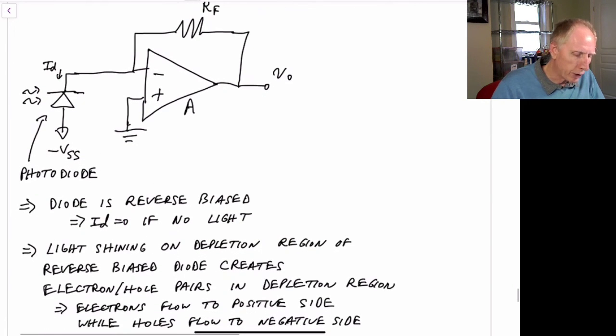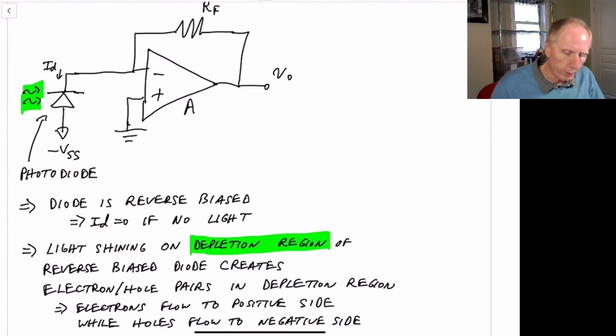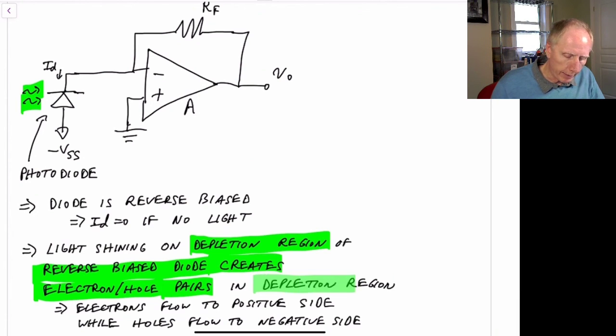Now it turns out when light shines, some infrared light or light that matches the photodiode's wavelengths, then light will shine on the depletion region. They ensure that the depletion region is available to the light. It's visible to the light. The light is shining onto the depletion region. And so this reverse bias diode ends up creating electron hole pairs because light is now shining into the depletion region, and electron hole pairs get created in the depletion region.